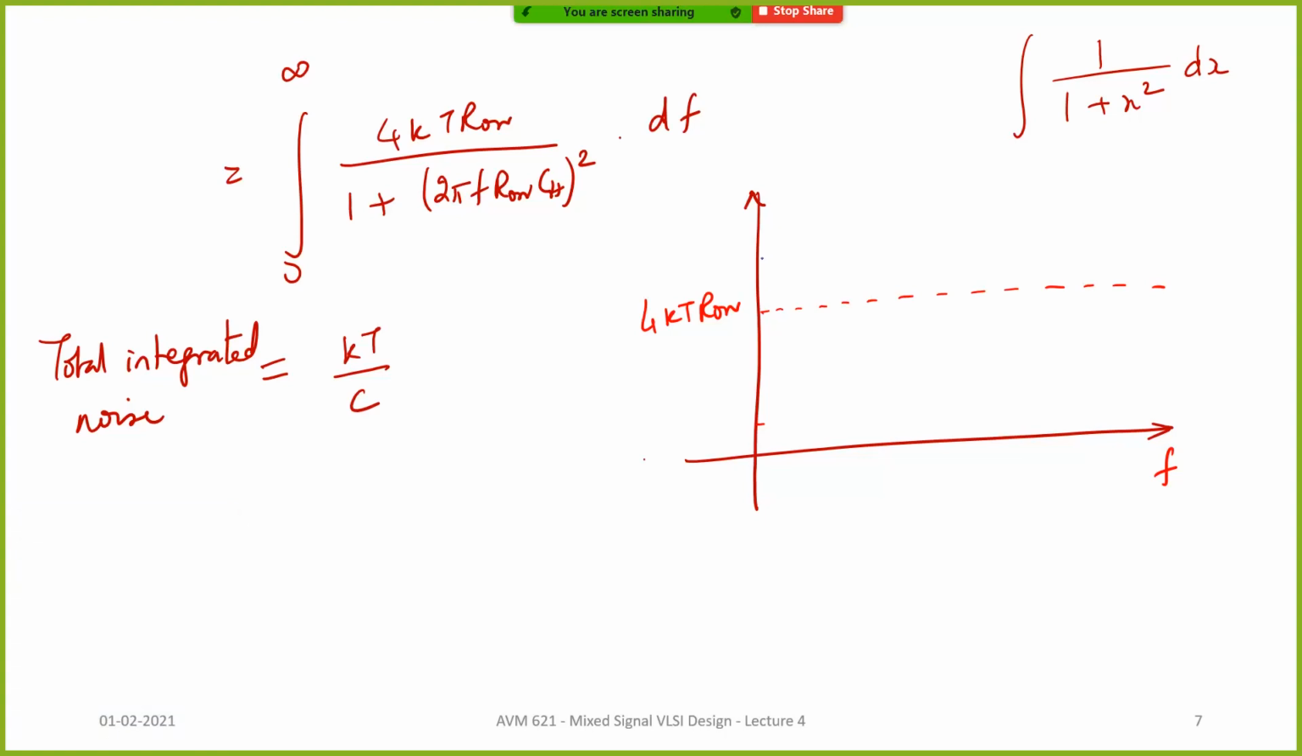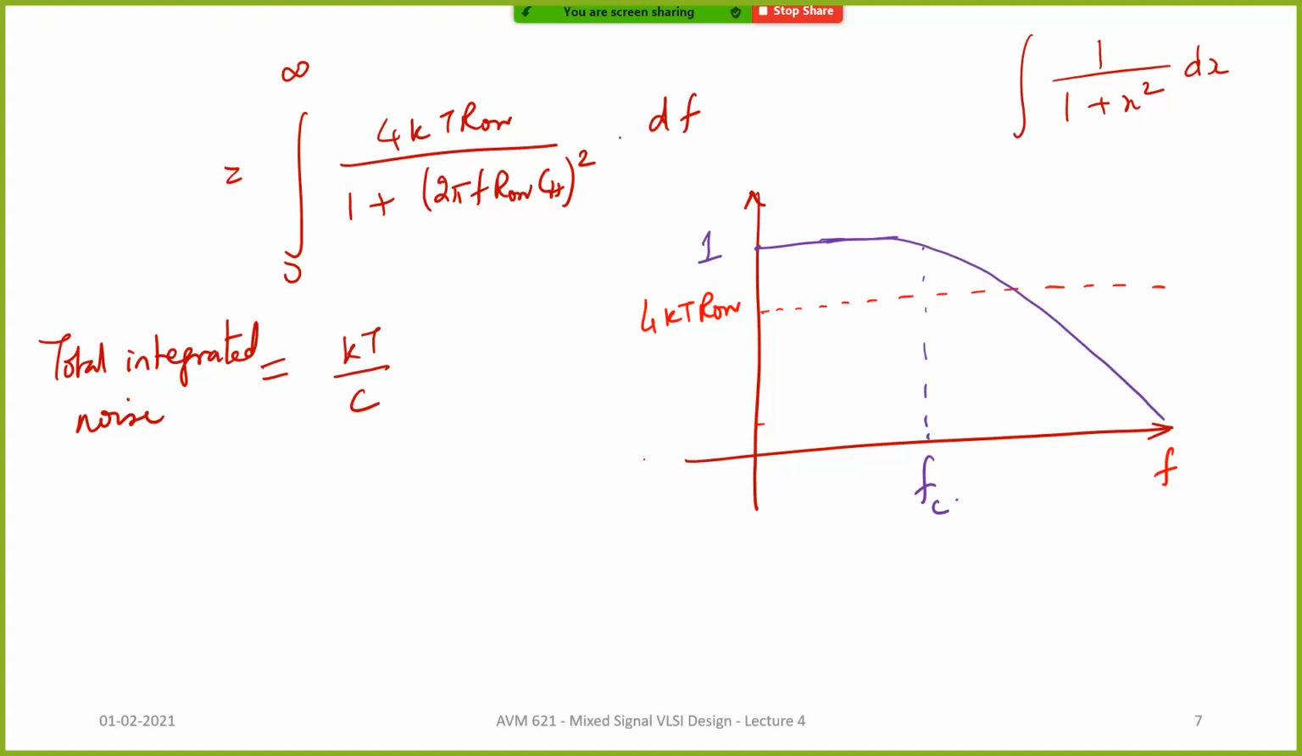The filter response. Let's say it is taken with respect to unity, like normalized to 1, so it's going to have something like this. Let's say this is your corner frequency. Here the corner frequency is 1 by 2 pi R on CH.